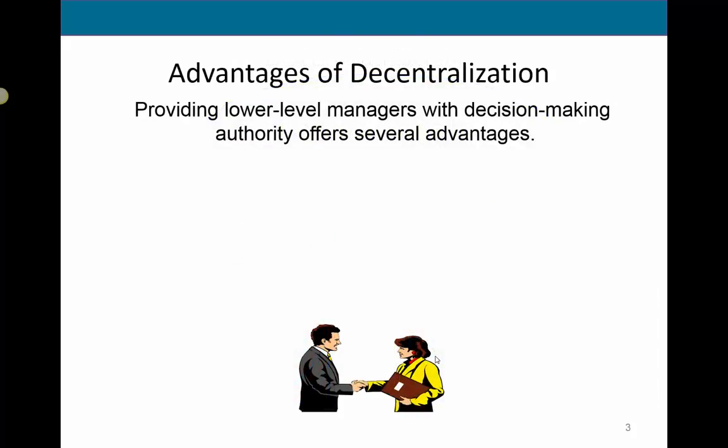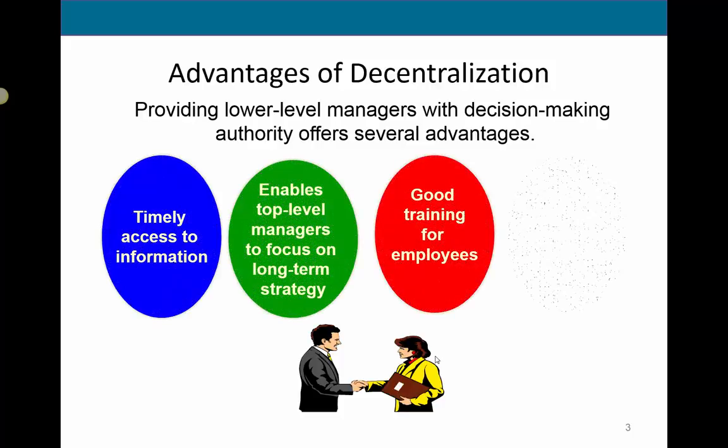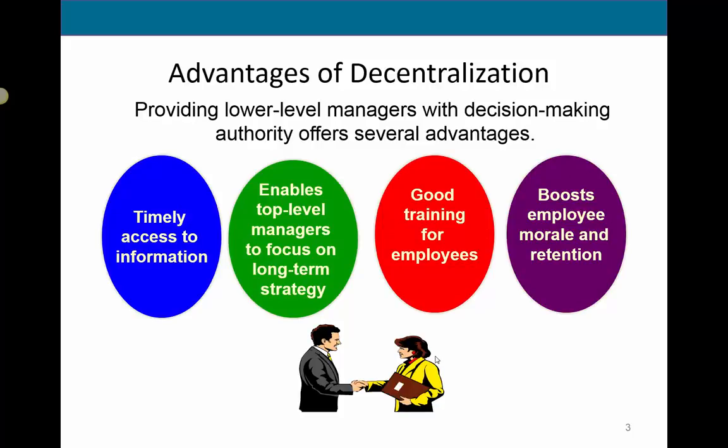Okay, so there are advantages to decentralization, right? One of the things that is good about it is the lower level managers have timely access to detailed information about their departments. So we're able to divide it up into smaller chunks and people can get quicker information about a specific department. Number two here in green is providing lower level managers with authority to make day-to-day decisions for their departments, which enables top level managers to focus on the long-term strategy, right? Let other people focus on the minutia. Let the top level managers focus on strategy.